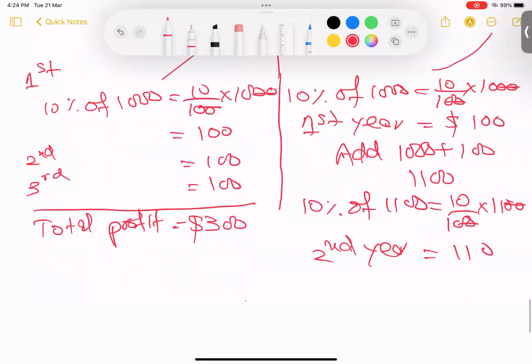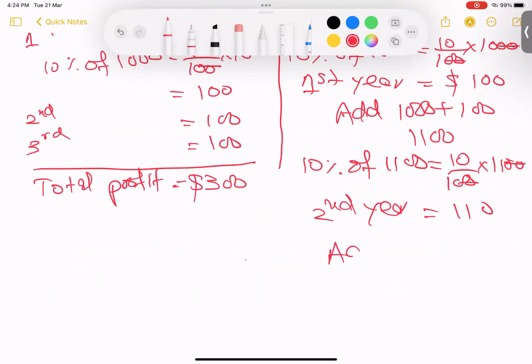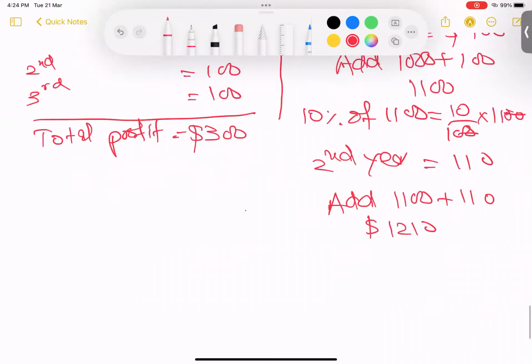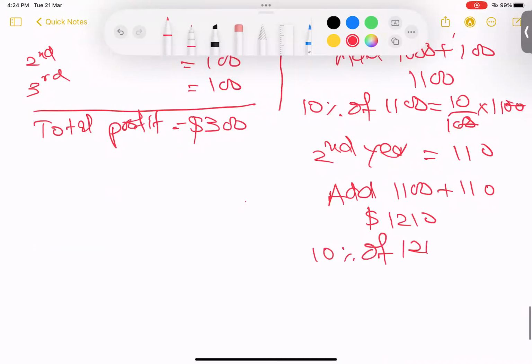Again, now third year. Third year, what does it add up? Again add. What adds, sir? His money after 1 year is 1,100 and the new profit is 110. So if you add this and this, what happens? Let's see, 1100 plus 110 becomes $1210. Now they find 10% of this, 10% of 1210, and that becomes 10 out of 100 into 1210. Zero cancel, zero cancel. You got a profit of 121 in the third year.